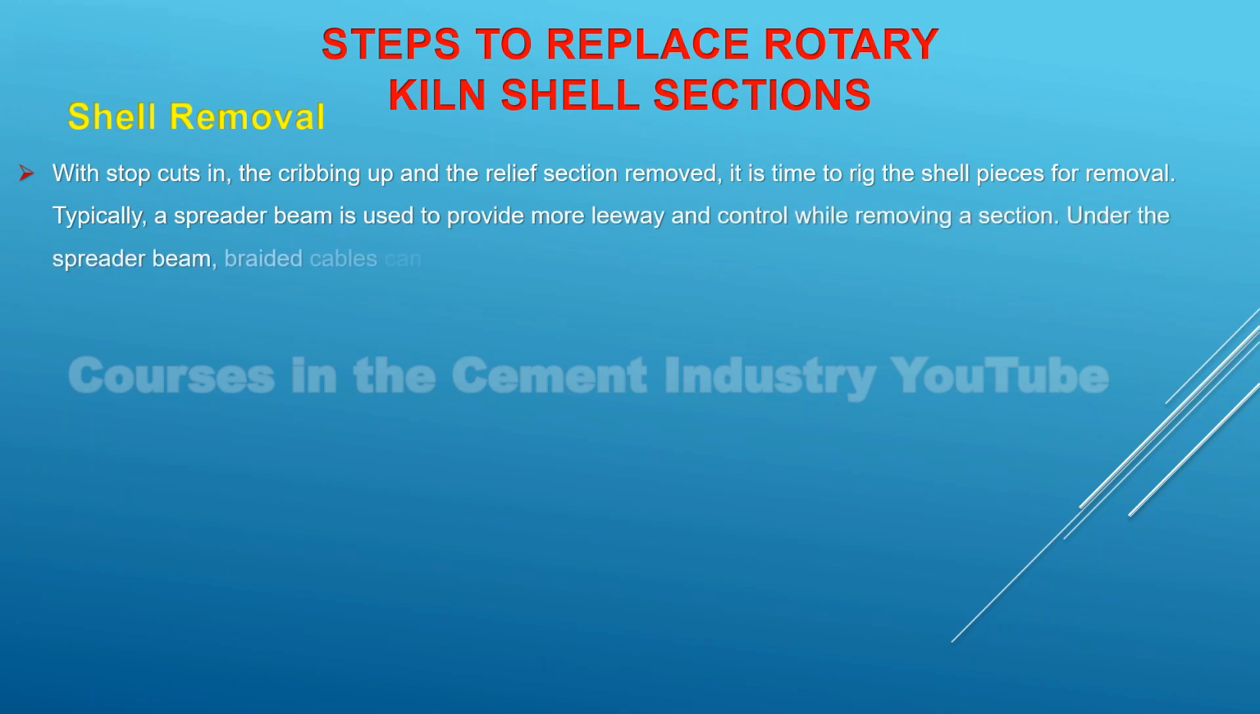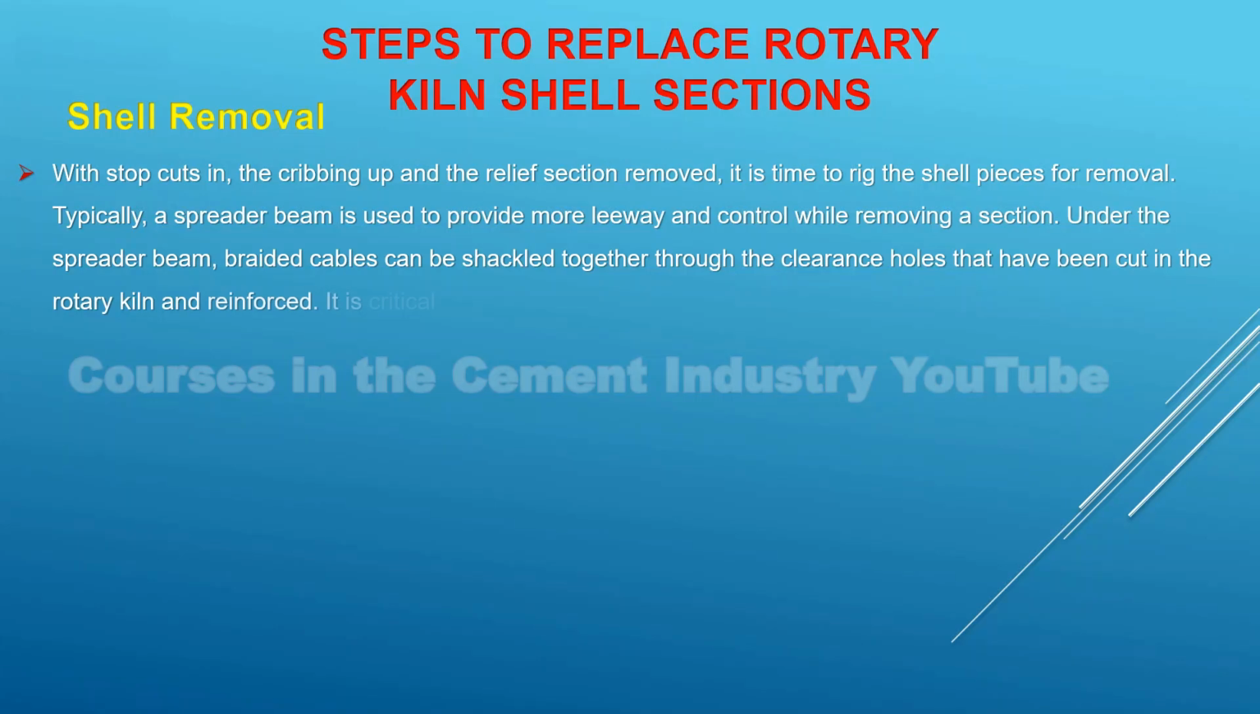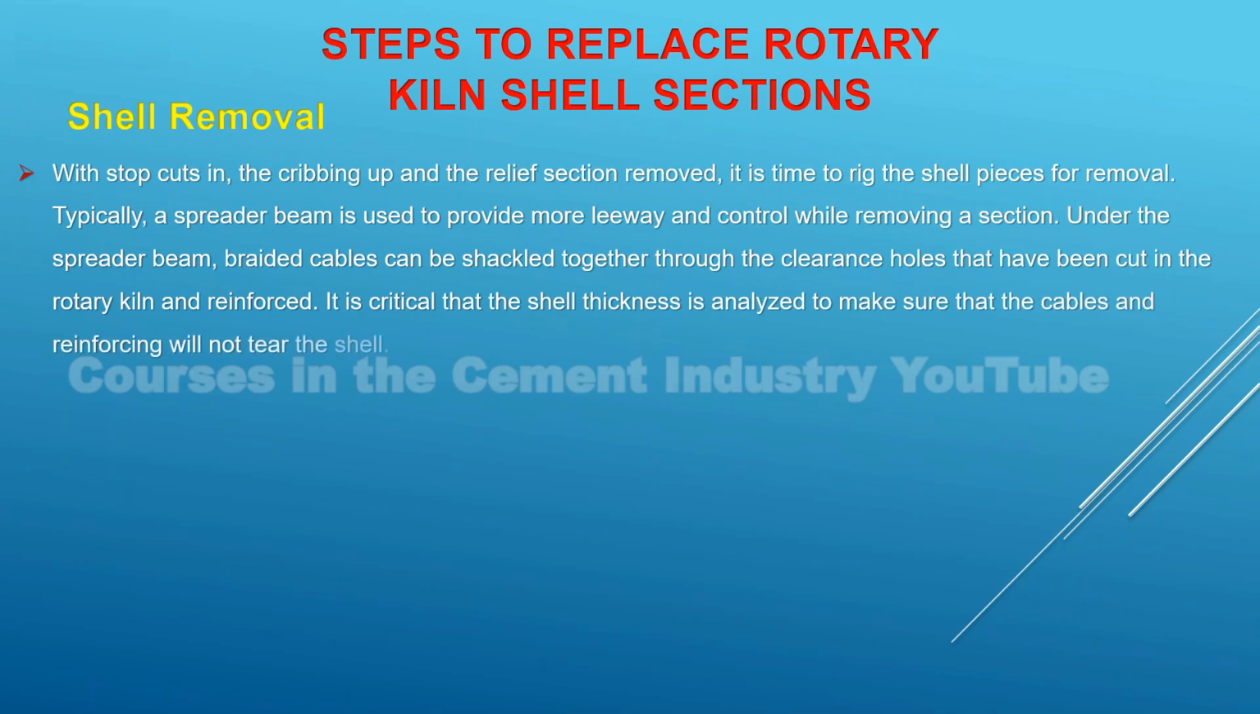Under the spreader beam, braided cables can be shackled together through the clearance holes that have been cut in the rotary kiln and reinforced. It is critical that the shell thickness is analyzed to make sure that the cables and reinforcing will not tear the shell. The shell is then cut free of the rest of the rotary kiln.